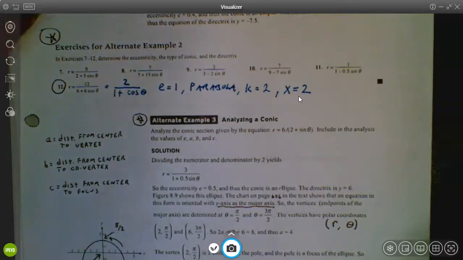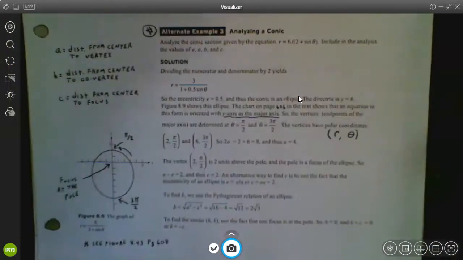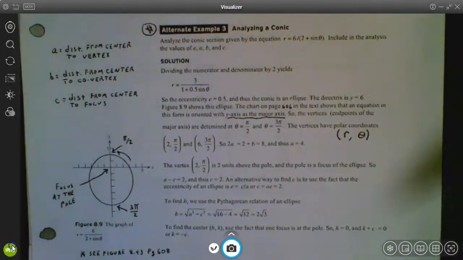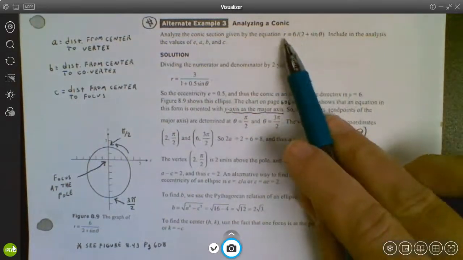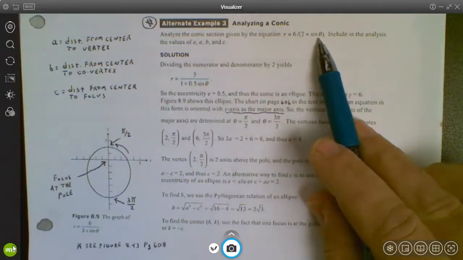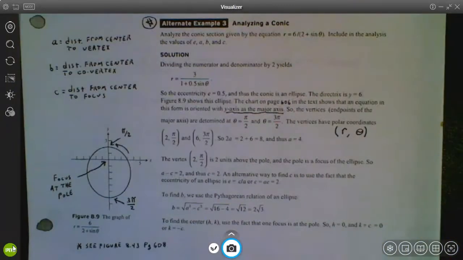All right, let me jump down to this section down here. This is one where they're just saying, hey, we're going to give you this equation, r equals 6 over 2 plus sine theta, and they want us to analyze it. So what's all the information we could pull out of that? Not only the eccentricity, but they also want us to identify A, B, and C.